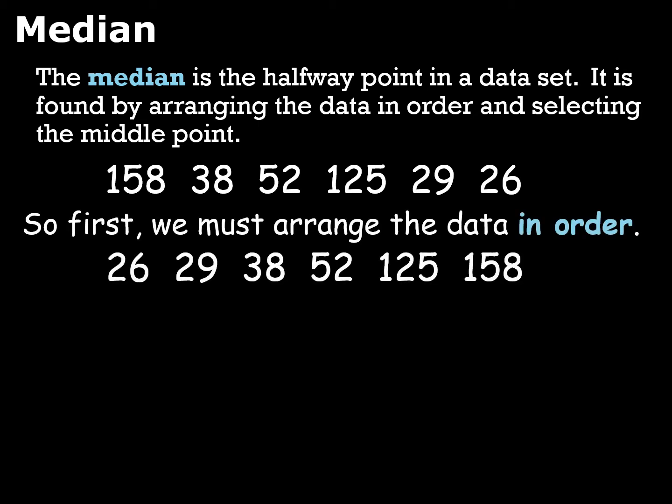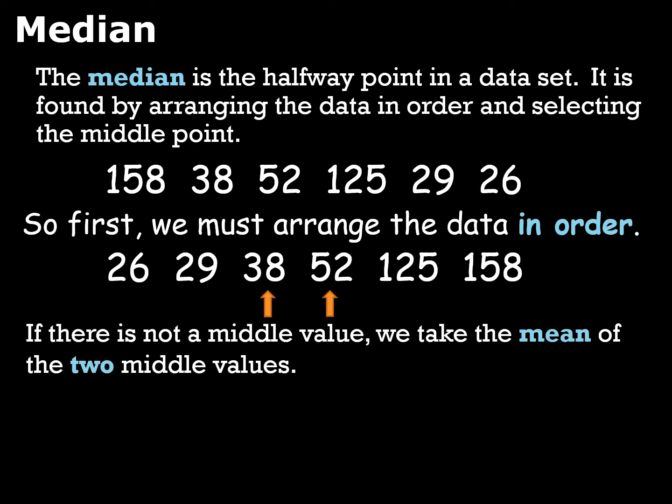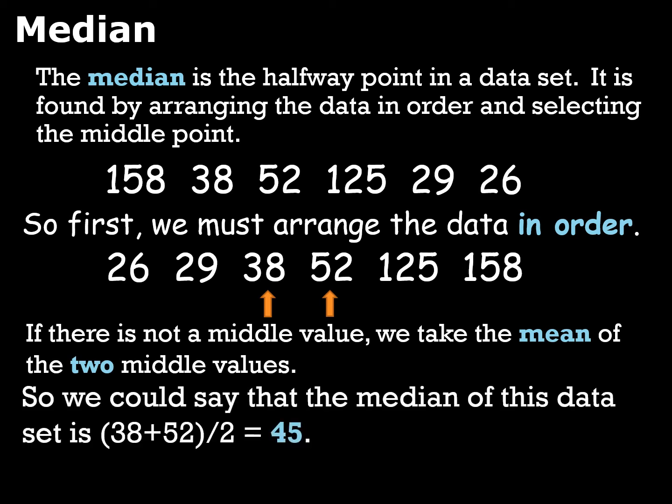And this is one where, when we start at the ends and march toward the middle, we find there's no middle value. There are 2 middle values, 38 and 52. That's as close to the middle as we can get. There's nothing in between them. And so the way that we find the median is we take the average, the mean, of those 2 values. So we would add up 38 and 52 and divide by 2, and that would give us 45. So we would say that the median of this data set is 45.